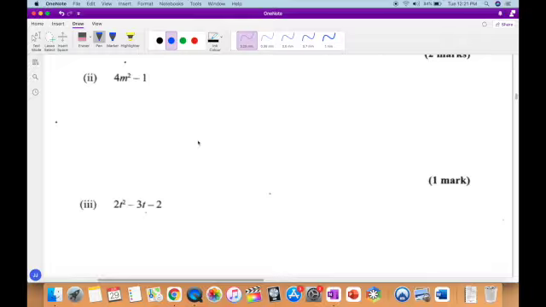4m squared minus 1, this is actually a difference of two squares, and you have to know how to recognize the difference of two squares, and they do love to ask this question. So a difference of two squares is when you actually have a squared minus b squared, right? That could easily be a plus b into a minus b, right? So a difference of two squares, a squared minus b squared, is really just a plus b into a minus b.